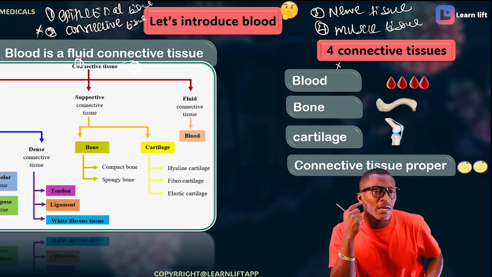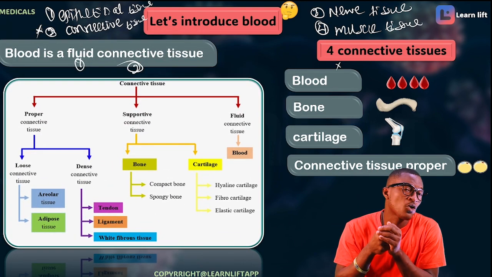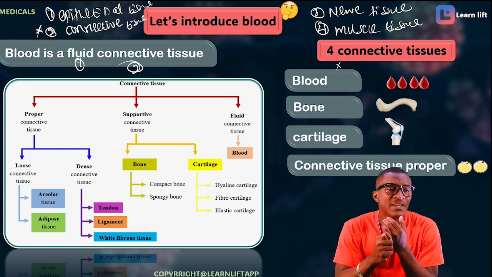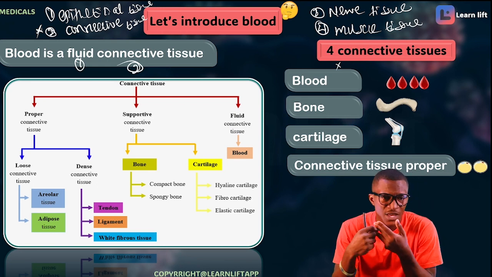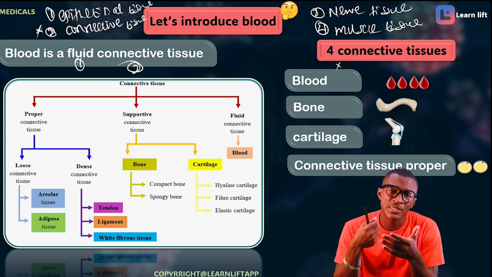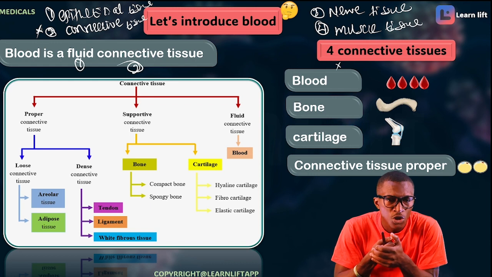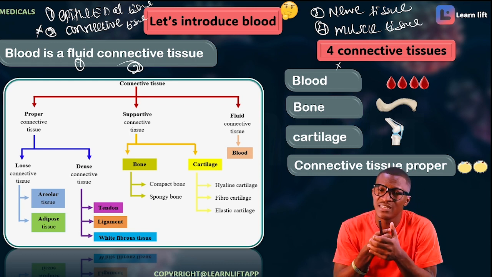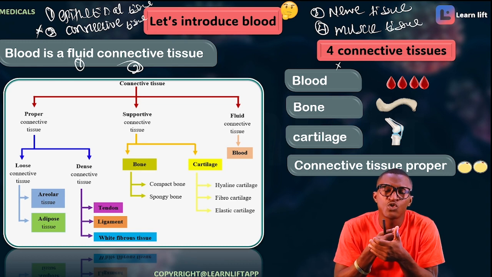Now, let me give you a mental picture of your connective tissues. Your connective tissue is divided into connective tissue proper, which is divided into loose, dense, and areolar tissues. Under areolar tissues, you can see the areola, adipose, tendon, and ligament. Under supportive tissue, we have bone and cartilage. And under fluid connective tissue, we have blood.